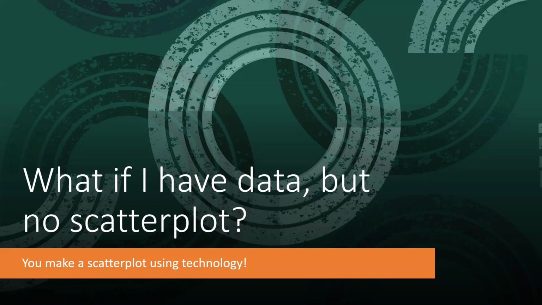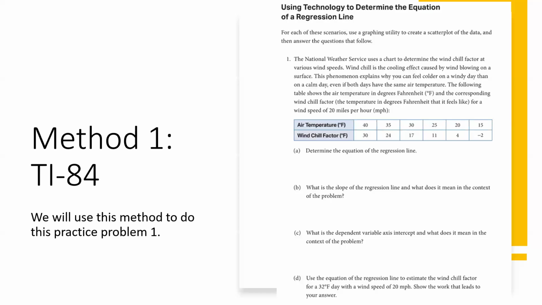All right. What if I have data but no scatter plot? What are we going to do? We make a scatter plot, and we're going to use technology to make that scatter plot. Up here is our problem. We're going to work through this problem together, and then hopefully we'll feel better about our discovery lesson. You'll see where we were coming from.